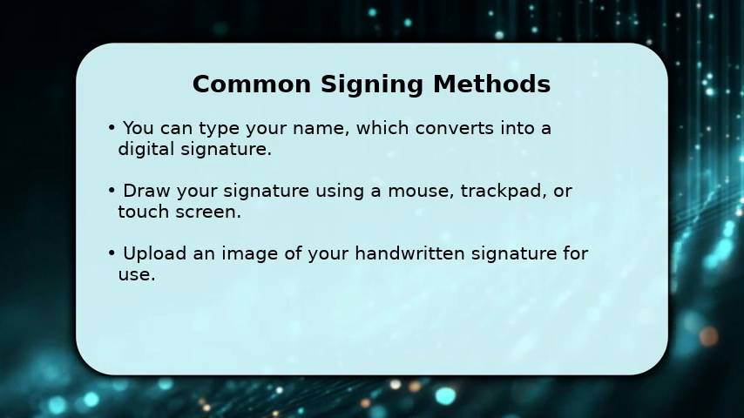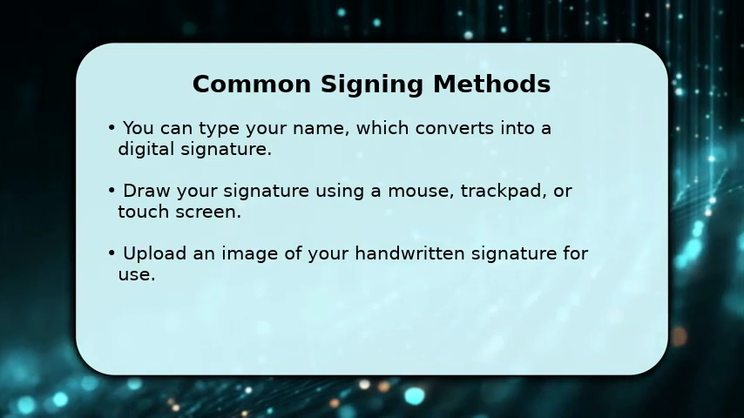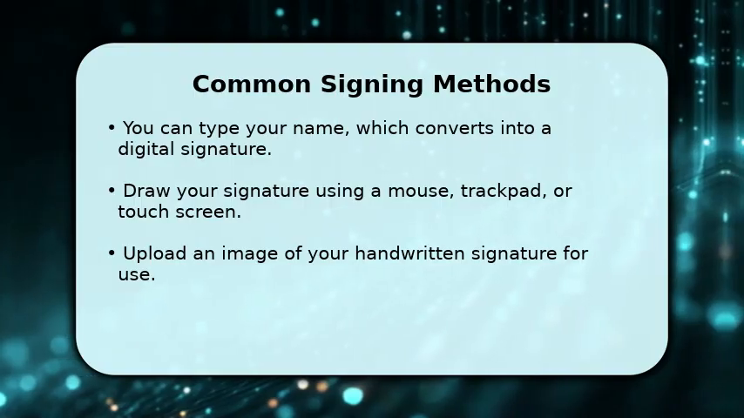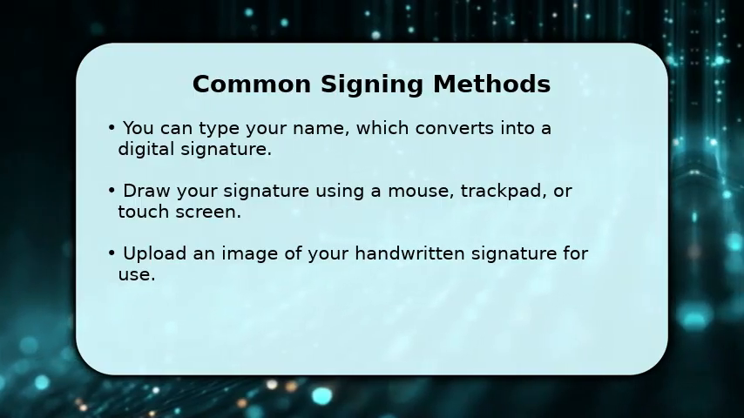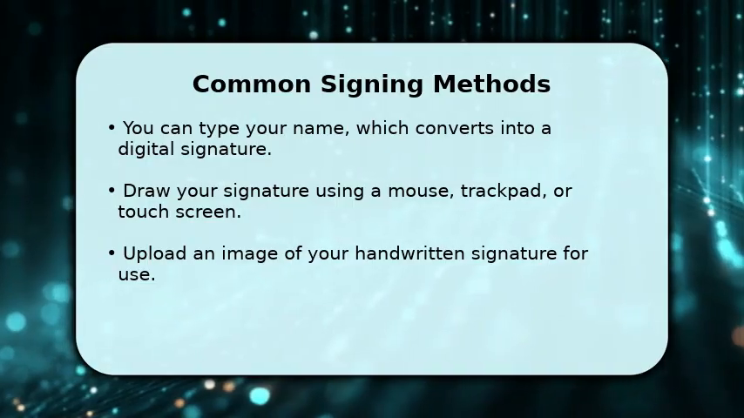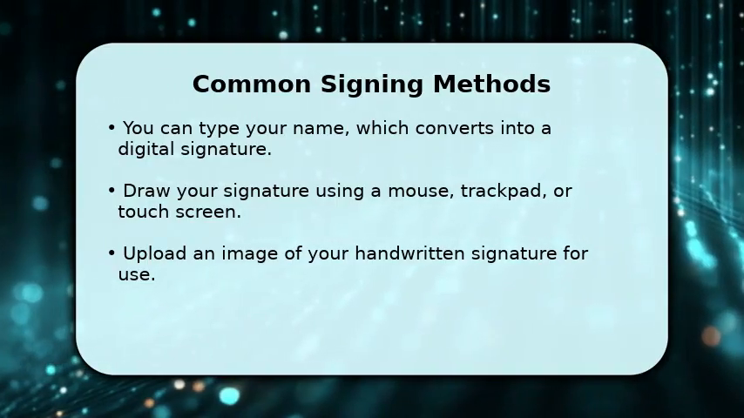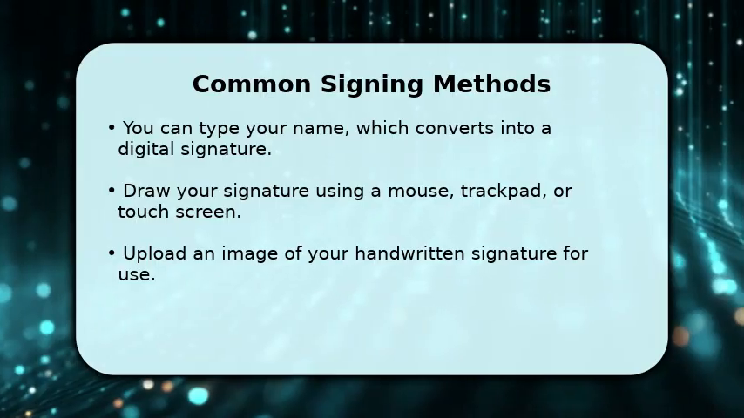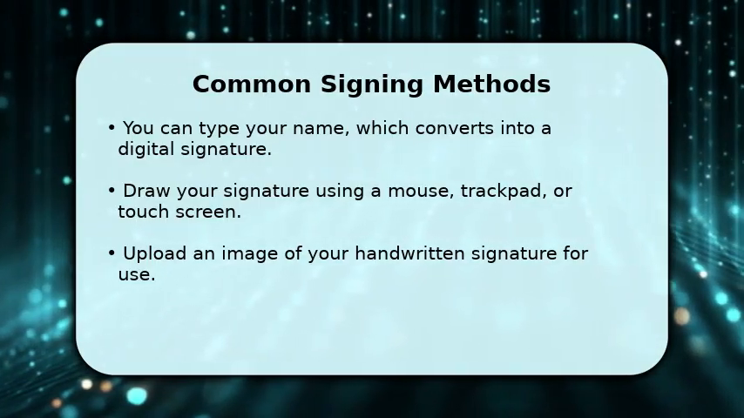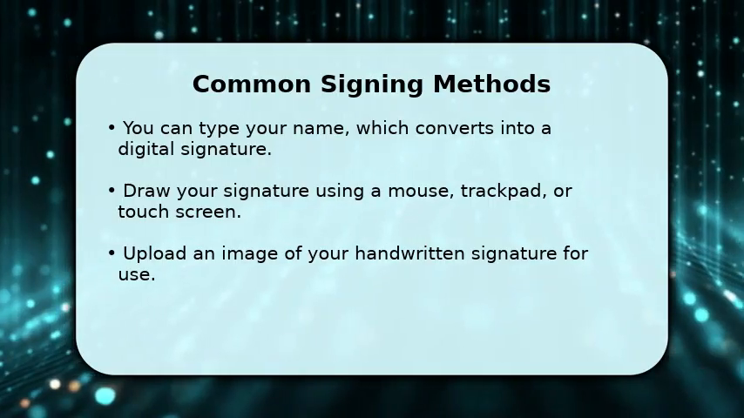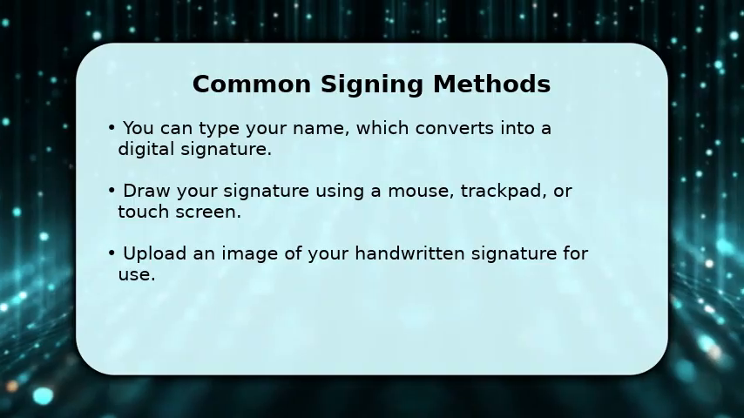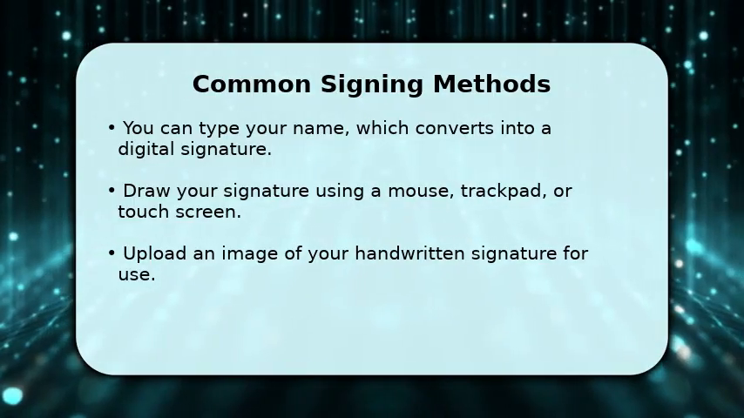There are several straightforward ways to create your digital signature. One popular method is simply typing your name, which many programs will then convert into a stylized, professional-looking signature. Another option is to draw your signature directly using a mouse, a trackpad, or even a touch screen if your device supports it. Finally, you can upload an image of your actual handwritten signature, giving it a personal touch. Each method is quick and effective.